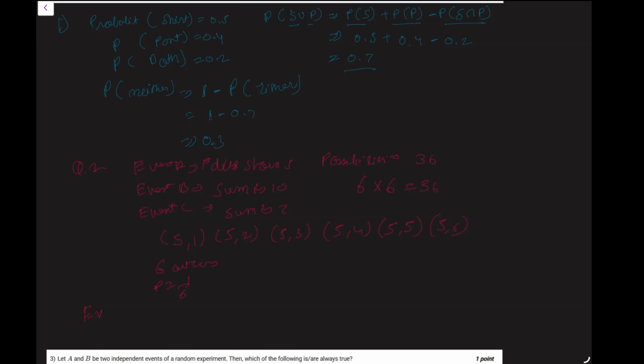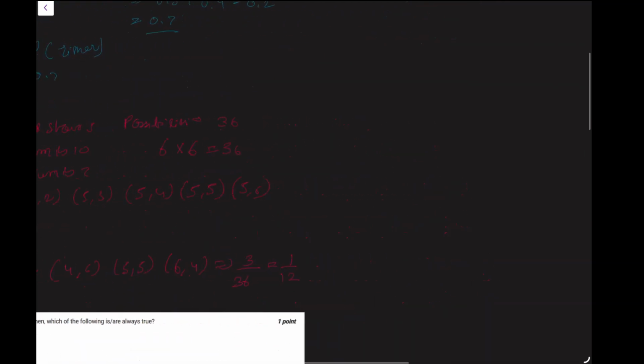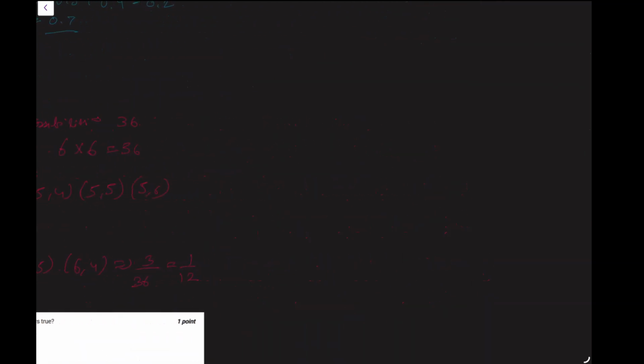Now event B. Event B is to list all pairs where the sum equals 10. How is that possible? 4 and 6 will give 10, 5 and 5 will give 10, and 6 and 4 will give 10. So how many possible outcomes can we achieve? So 3 over 36. Total sample space is 36. So you get the probability 1/12. Let's move to the side.